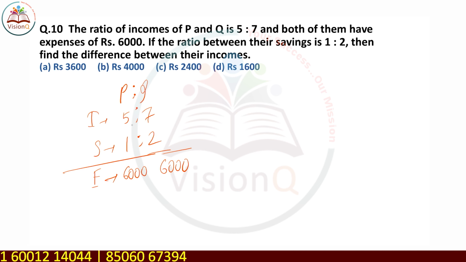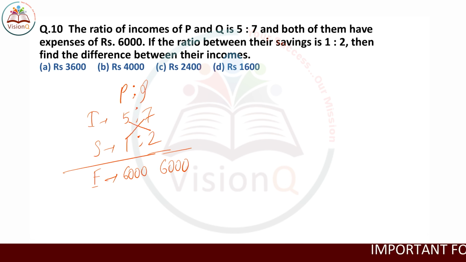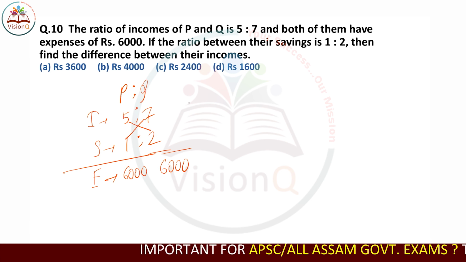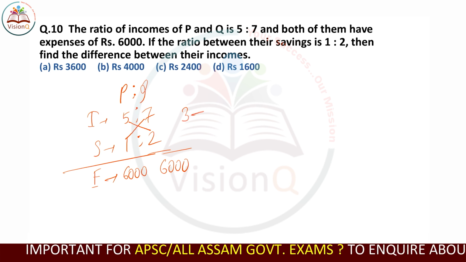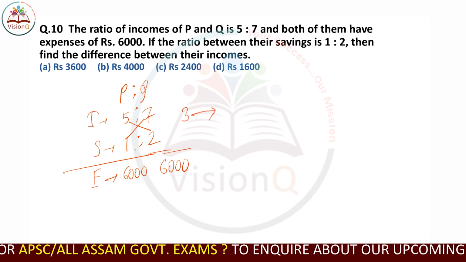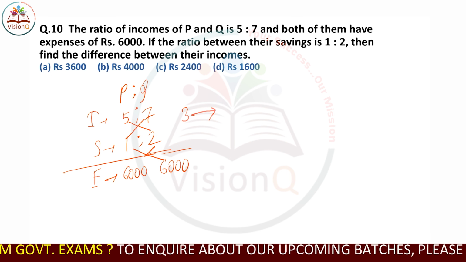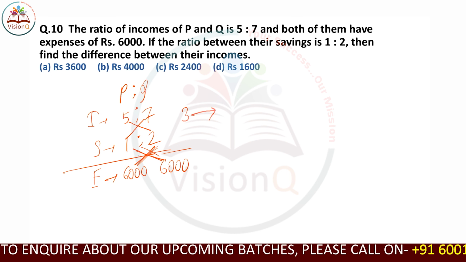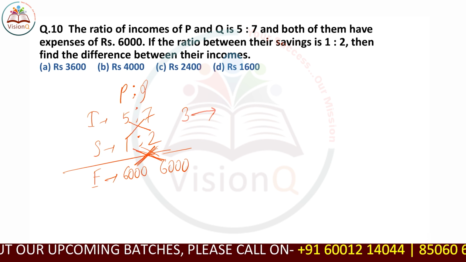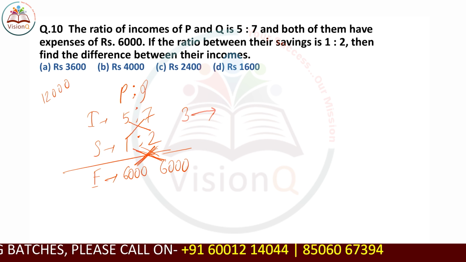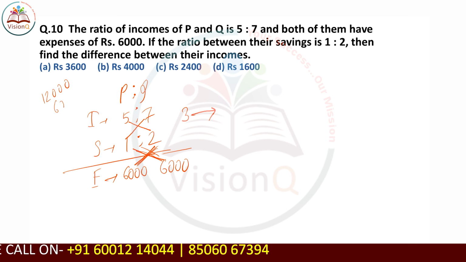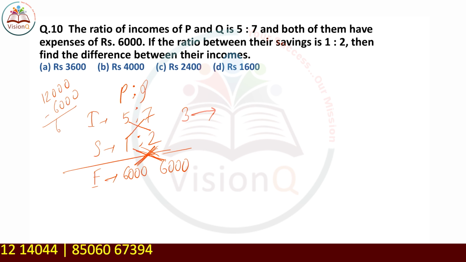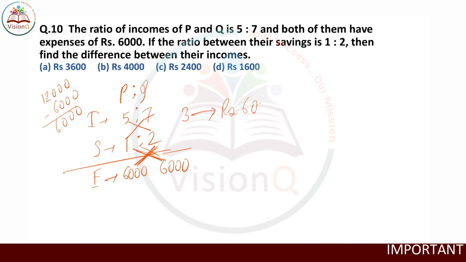Now cross multiply. Okay, 5 into 2 is 10. 7 into 1 is 7. So always subtract larger number minus smaller number. So 10 minus 7 is 3. Okay, 3 will represent. Now come to this multiplication. 1 into 6,000, 2 into 6,000. Okay, multiply the below part now. 2 into 6,000 is 12,000. 1 into 6,000 is 6,000. Always subtract them. It is 6,000 only. So 3 will represent rupees 6,000.